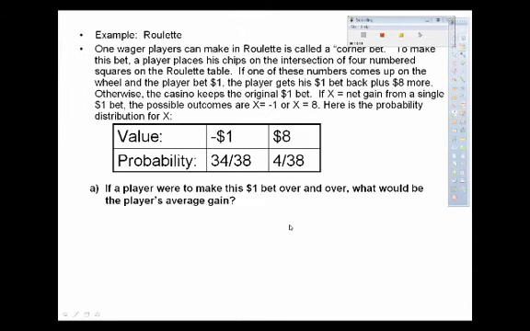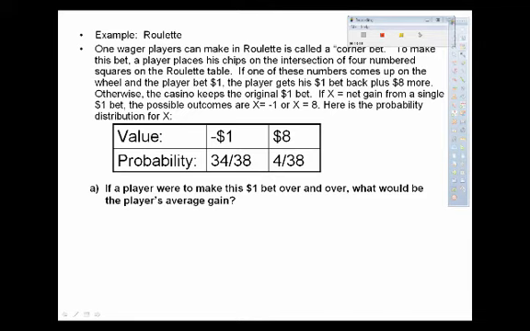So here we go. This is roulette. One wager players can make in roulette is called the corner bet. To make this bet, a player places his chips on the intersection of 4 numbered squares on the roulette table. If one of these numbers comes up on the wheel, and the player bets $1, the player gets his $1 back plus 8 more. Otherwise, the casino keeps the original bet.